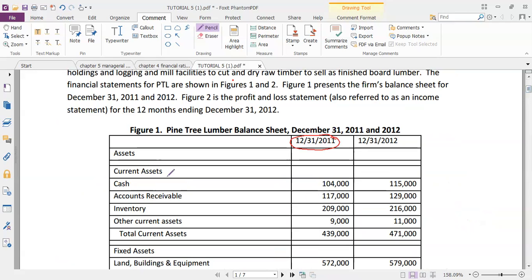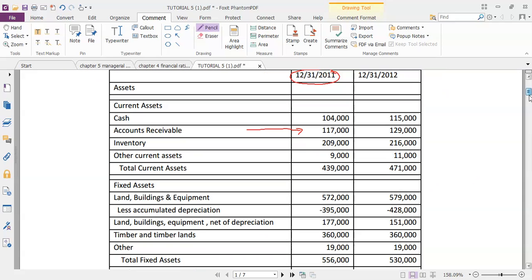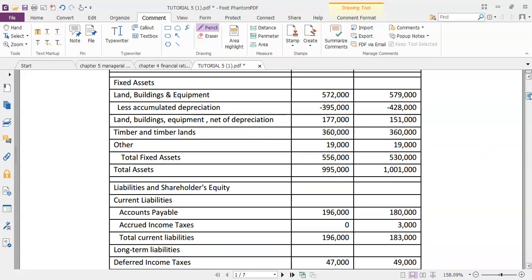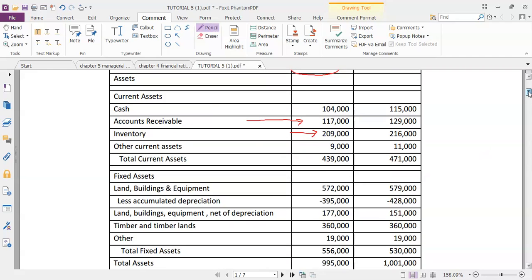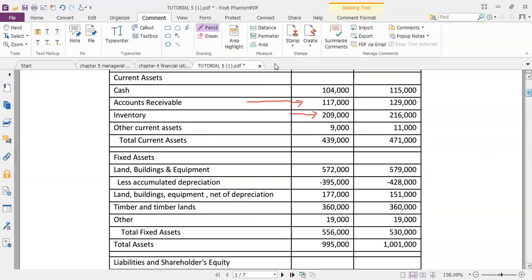Okay, so how much is the account receivable for 2011? Can you see what is the amount for account receivable? 117, right? Okay, so 117. So how much is our inventory? 209. Okay, and then our account payable. Account payable is 196. Okay, 196.